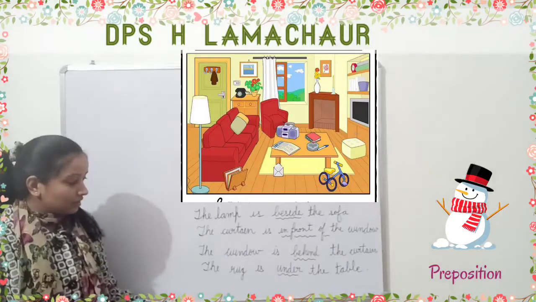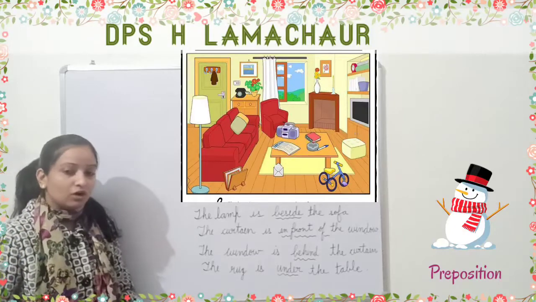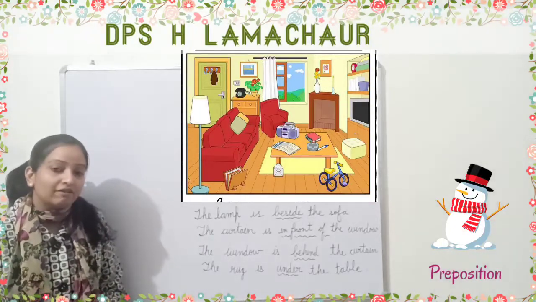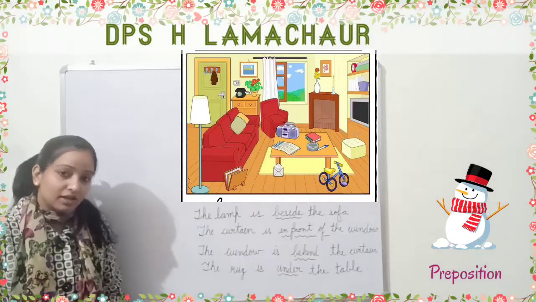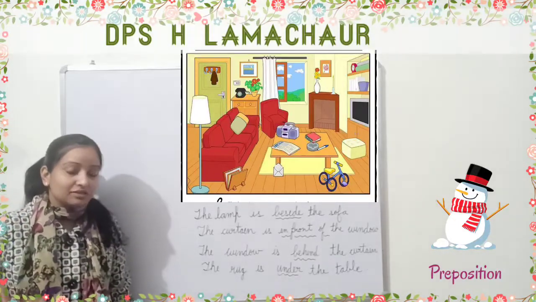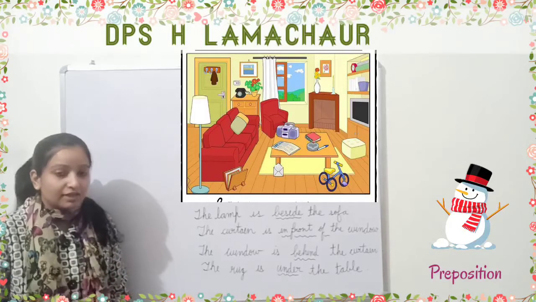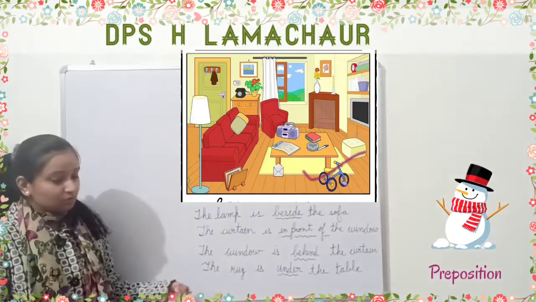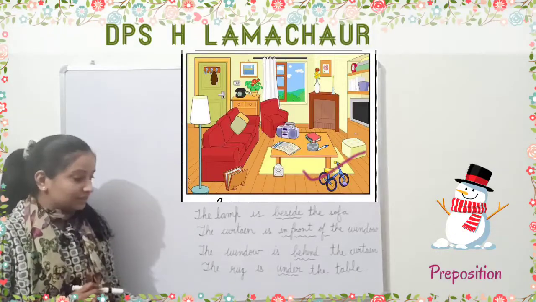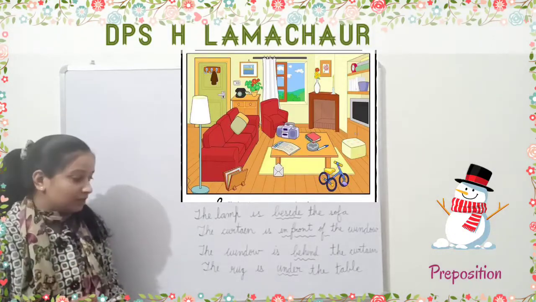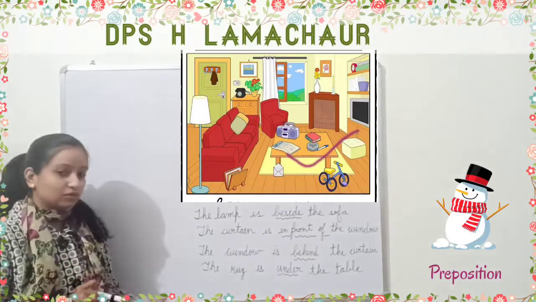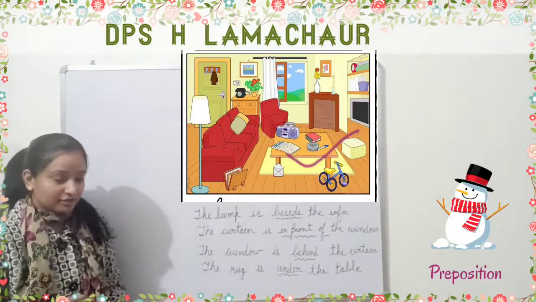Next is, the rug is dash the table. Now you all know that when something is below the other thing, and that other thing is covering the particular thing, then we use under. So you can see here that the rug is below the table, and the table is covering the rug. So here we can use under.